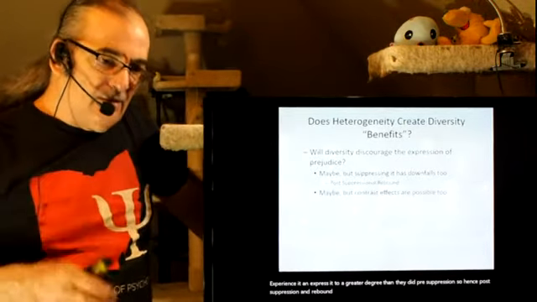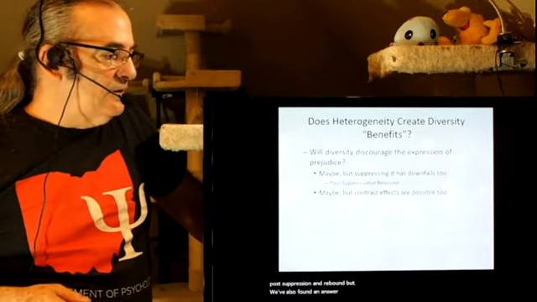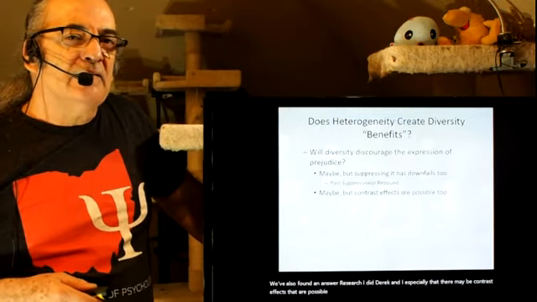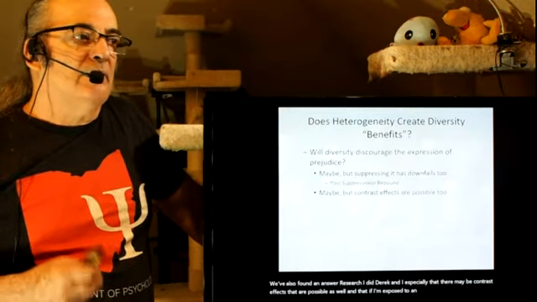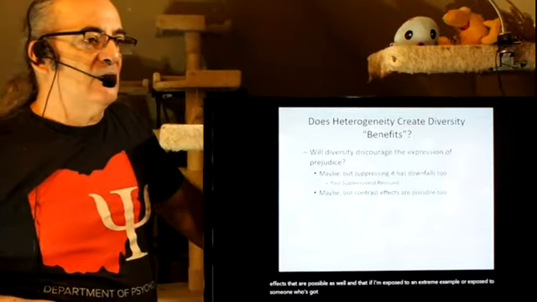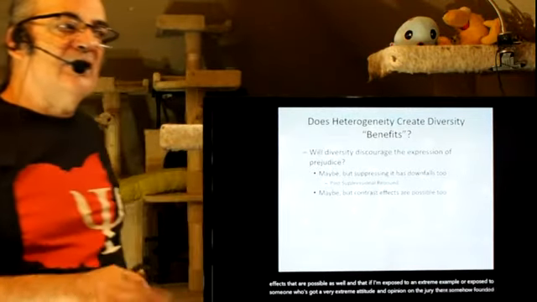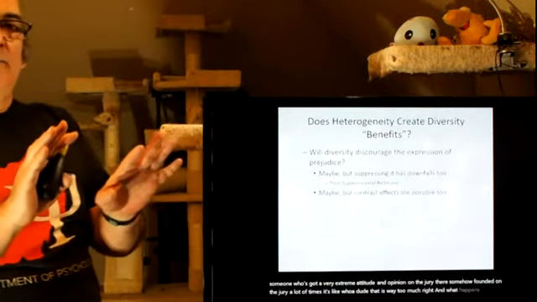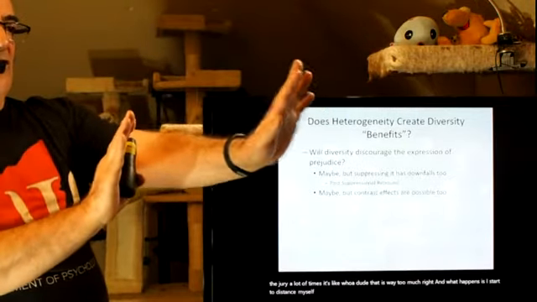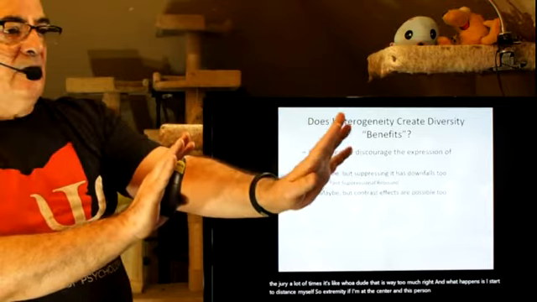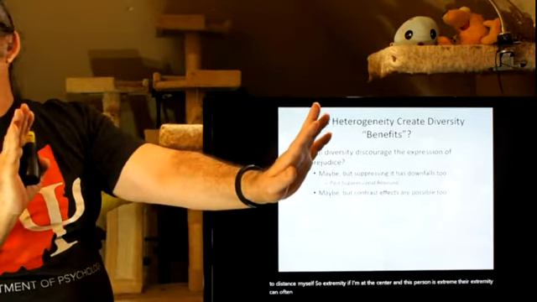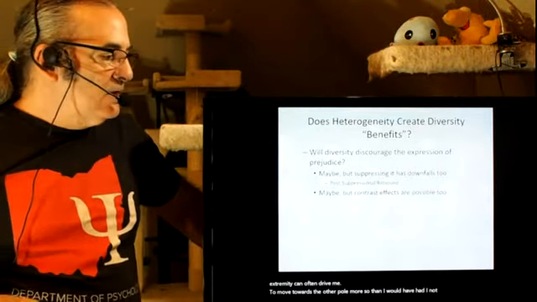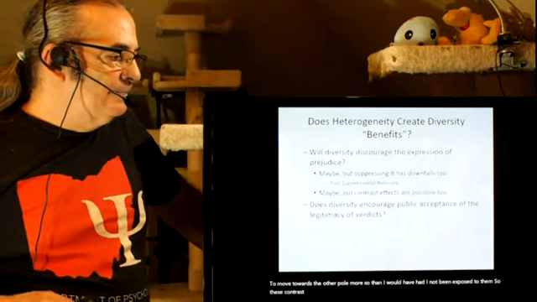But we've also found, in some research Derek and I did especially, that there may be contrast effects that are possible as well. And that is, if I'm exposed to an extreme exemplar, someone who's got a very extreme attitude and opinion on the jury, a lot of times it's like, whoa, dude, that is way too much, right? And what happens is I start to distance myself. So if I'm at the center and this person's extreme, their extremity can often drive me to move towards the other pole, more so than I would have had I not been exposed to them. So these contrast effects are possible as well.